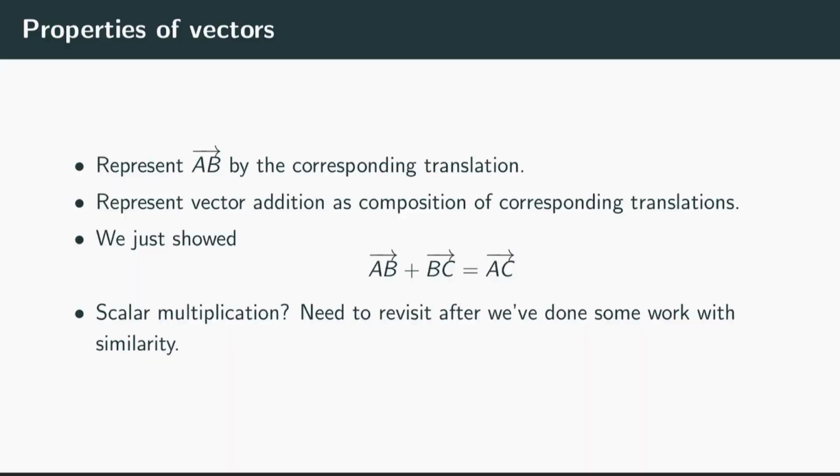Okay. There's one more operation we have on vectors that's important, and that's scalar multiplication. To prove the various properties of scalar multiplication, for instance, that scalar multiplication distributes across vector addition, we will need to revisit after we've done some work with similarity. And similarity is going to be the topic in our last module, module 3.